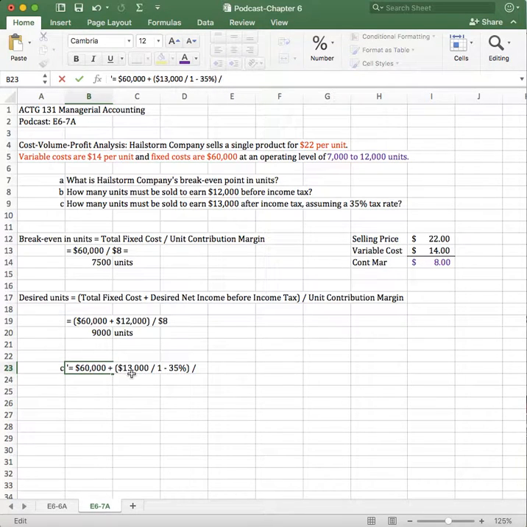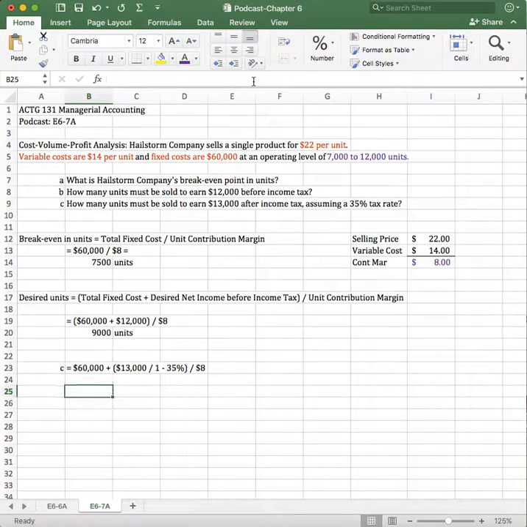So once again, 60,000 plus 13,000, which was added into the problem, 1 minus 35%, which represents the tax rate, and then just divide that by $8 per unit. Again, I think you're supposed to multiply 8 by 60,000 and then take 13,000 and divide it by 65% and then multiply that by 8. I'm not entirely certain. Again, my skills are not what they should be, but I'll give you the answer according to the authors. 10,000 units.